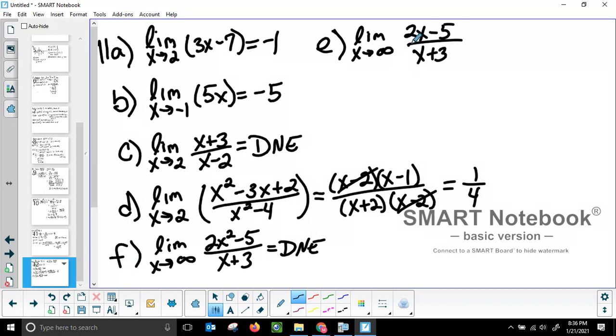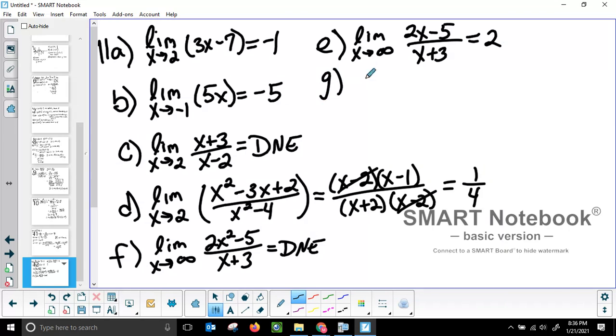Well here again, as x approaches infinity, we want to compare the degrees. The degree of the numerator is 1, the degree of the denominator is 1. Since they're equal, all we do is take the ratio of the leading coefficients. So 2 over 1, just 2.